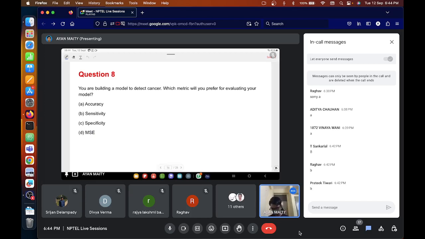Question 8. You are building a model to detect cancer. Which metric will you prefer for evaluating your model? Option A is accuracy, option B is sensitivity, option C is specificity, option D is MSE or mean squared error.